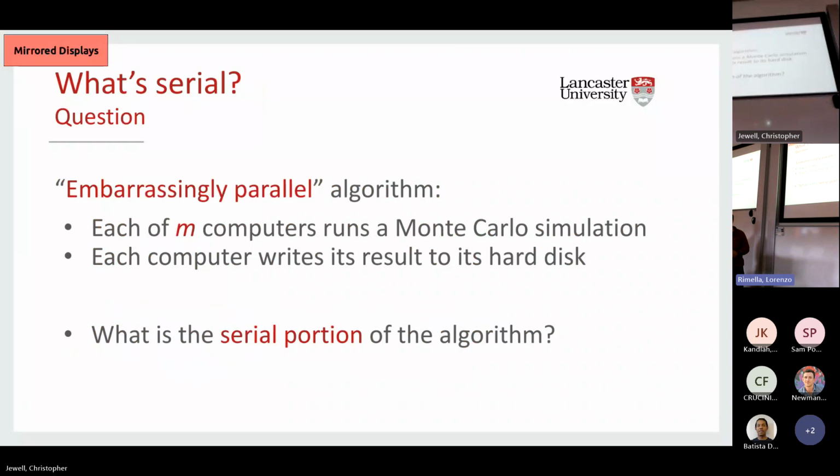Now, let's think about, supposing we have a room full of computers, M computers, like next door, and we set each computer going, running our Monte Carlo simulation, which might take 10 hours or something. At the end of that run, each computer is going to write its result to its own hard disk. We're going to stop there. So what in this case is the serial portion of the algorithm? Is this a completely parallel algorithm, or are there serial elements to it?